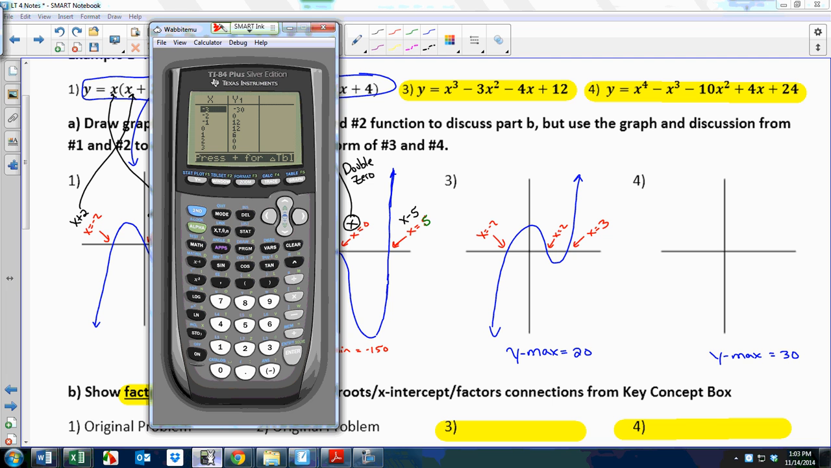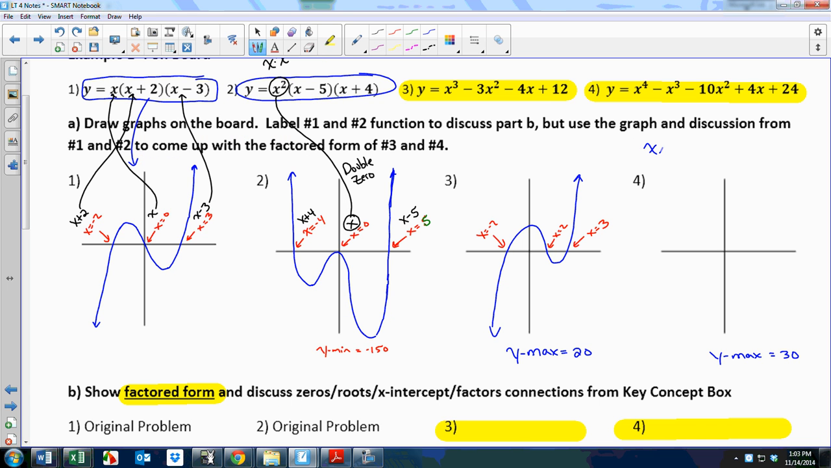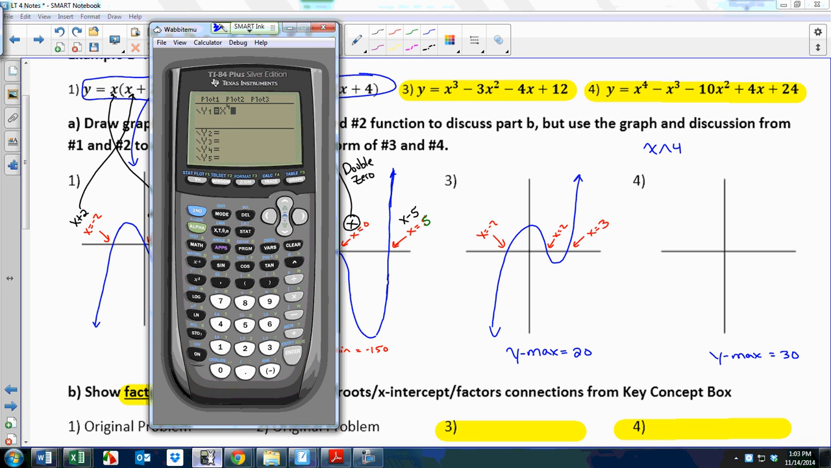Go ahead and get the picture for the next one too. Clear it out. X to the 4th, x caret 4. If you have an old calculator, that's probably going to look like this. X caret 4 is perfectly fine. But x to the 4th minus x cubed minus 10x squared plus 4x plus 24. Graph it. I'll need to change my window to y max of 30 to see all of that.